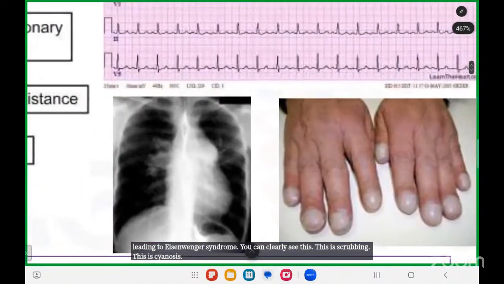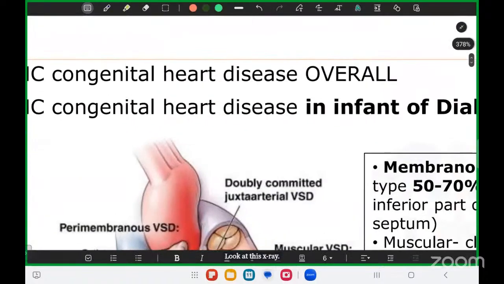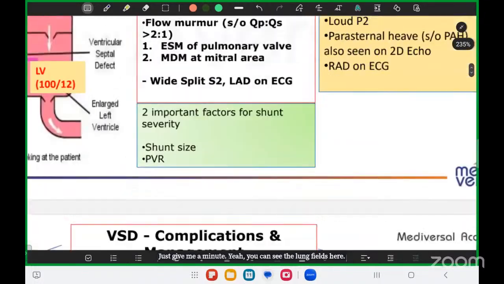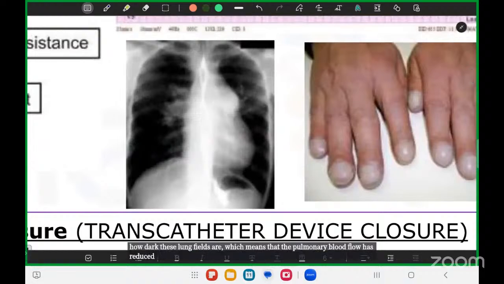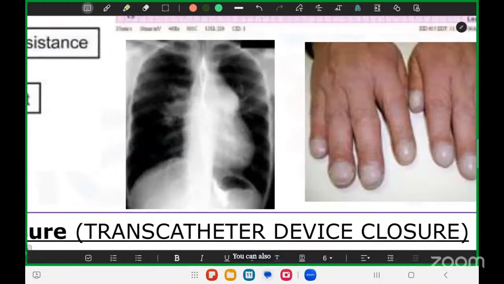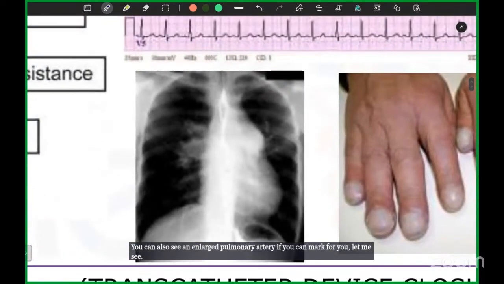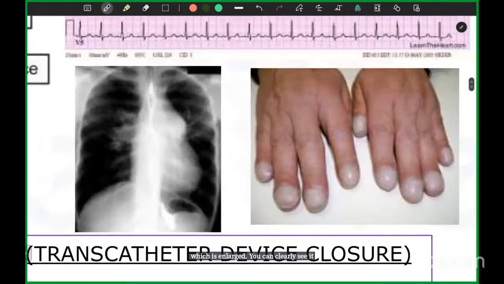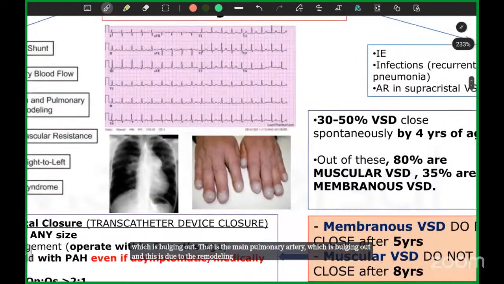And if you look at this X-ray, you can see the lung fields here, and you can see the lung fields here. How dark these lung fields are, which means that the pulmonary blood flow has reduced because of a high pulmonary vascular resistance. You can also see an enlarged pulmonary artery. If I can mark it for you, you can clearly see it bulging out. That is the main pulmonary artery, which is bulging out, and this is due to the remodeling changes that have happened due to Eisenmenger.